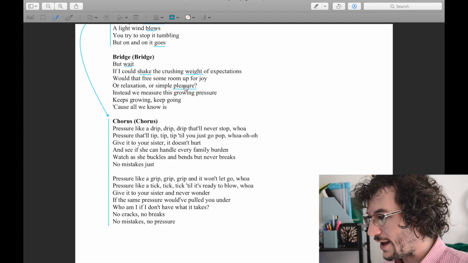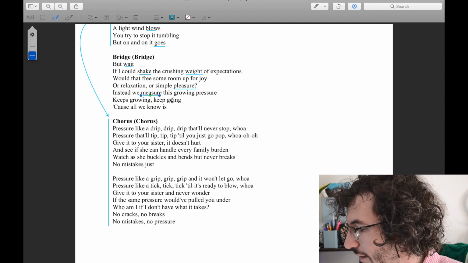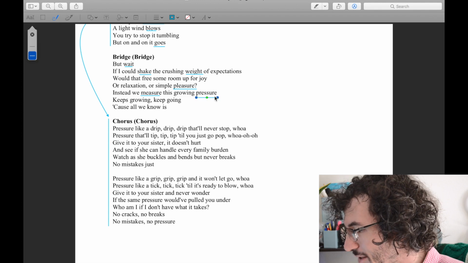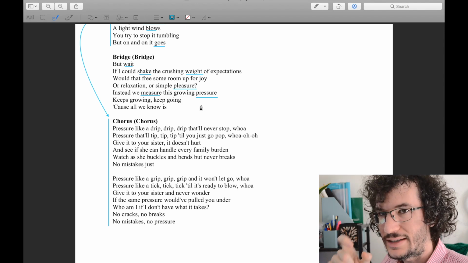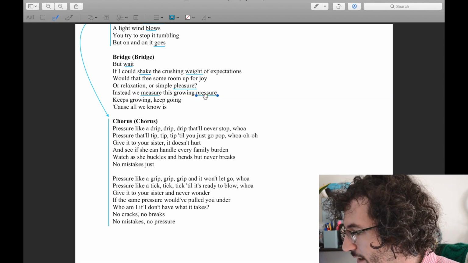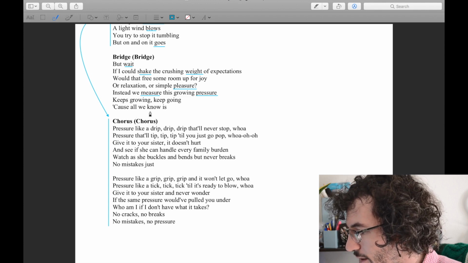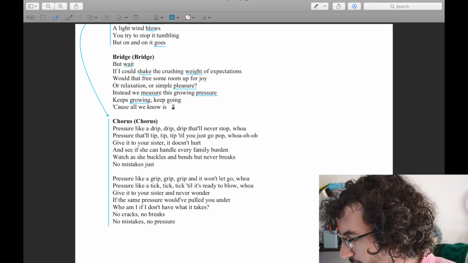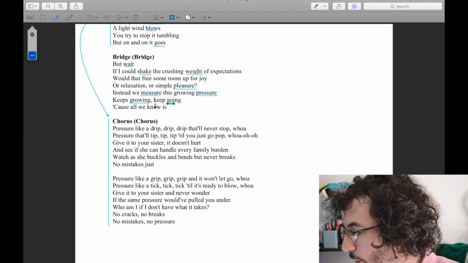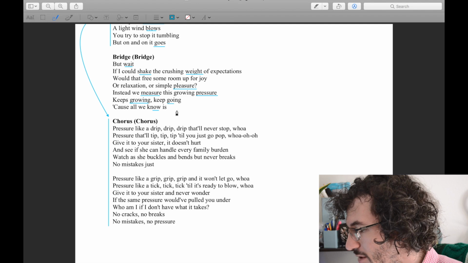But here now we have the freer rhymes and we get pleasure and measure and then pressure, right? All that we're missing is the zh sound here in the middle to make that work. Just like I said before, we get different consonant sounds, but we're still rhyming the vowels. And then keep growing, keep going, because all we know is. So we have the similar consonant with the g and the similar vowel, grow, go, right? Because all we know is. So similar to the beginning.